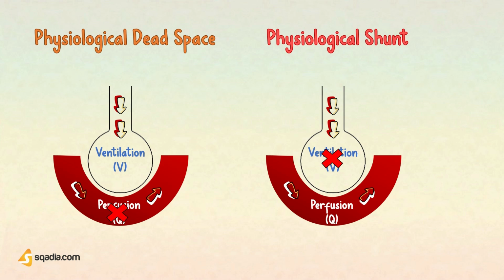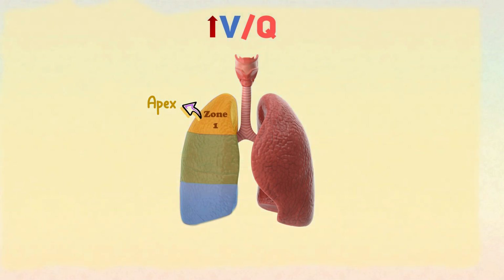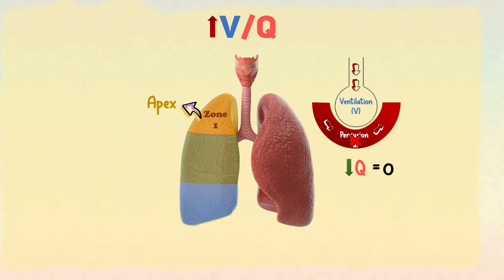Well, there are 3 zones of lungs. Let's consider the Zone 1 or apex first. You know that at apex, blood flow is reduced due to the gravitational force. For instance, let's assume perfusion decreases to 0 due to any reason. Though the alveolus is ventilated, there's no blood available for gaseous exchange because blood flow to this area is 0. So, this is what we call physiological dead space.